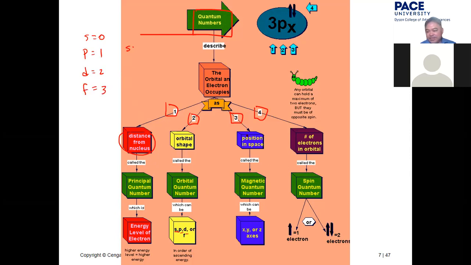Now the third is the spatial orientation. That's your magnetic quantum number. And it's just the shape that you have there in terms of the X, Y, Z. And then the last one is the number of electrons in orbitals. That's the spin quantum number. So you can either have a 1/2 or a negative 1/2.